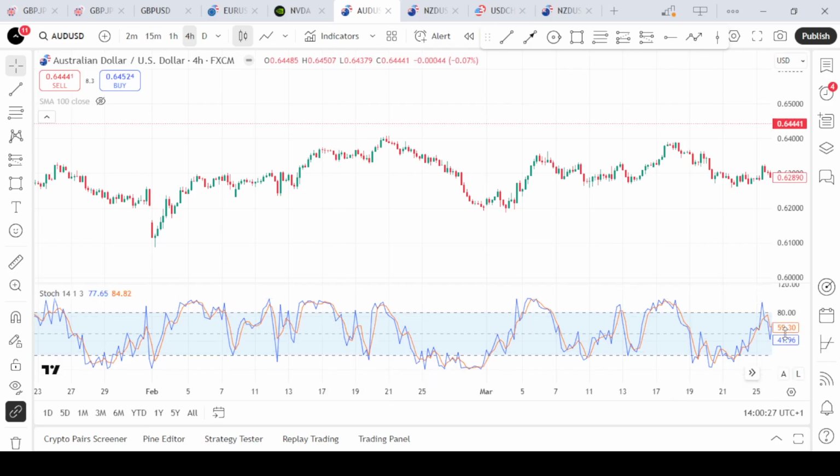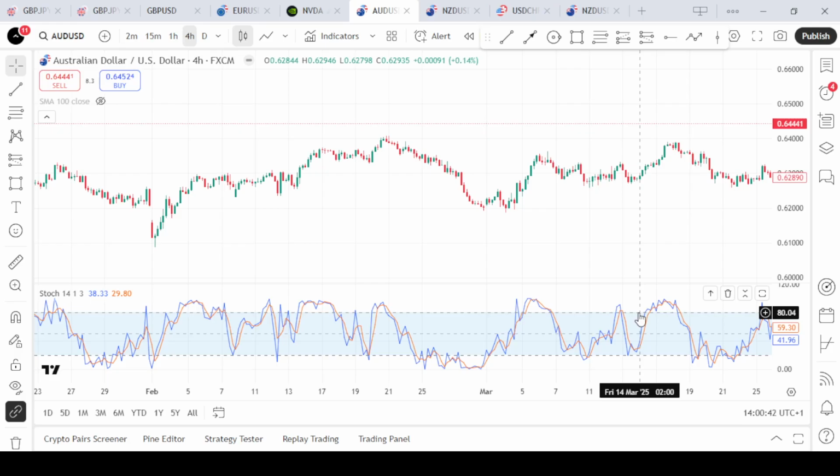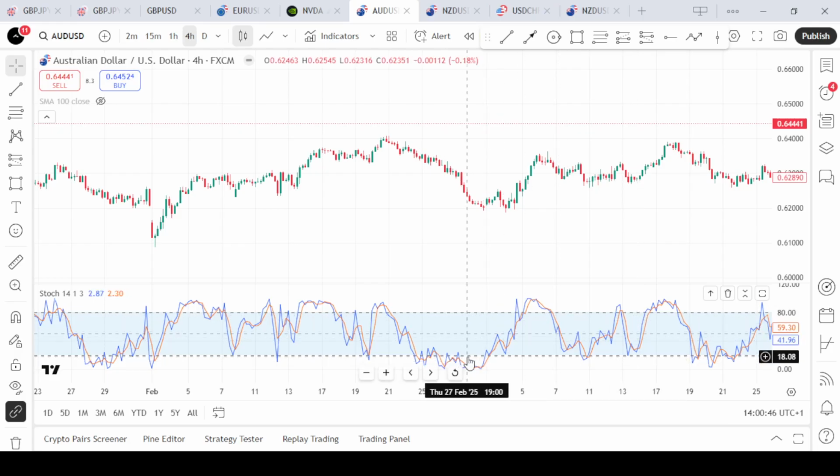How does this oscillator work? The oscillator ranges from zero down here to 100 up here. When you see a reading above 80, this is an overbought condition and it suggests a potential pullback, while readings below 20 indicate an oversold condition, hinting at a possible rebound.